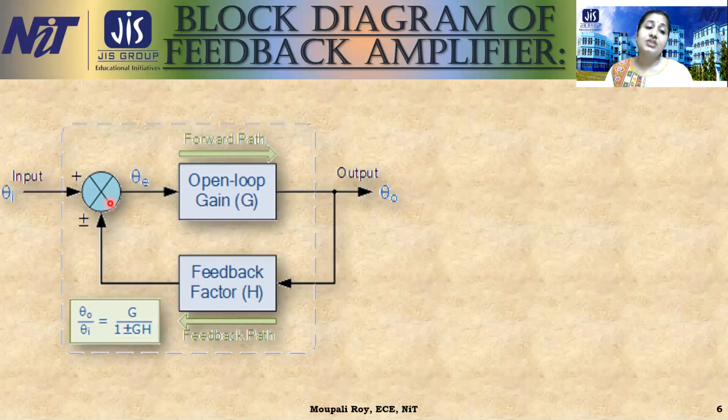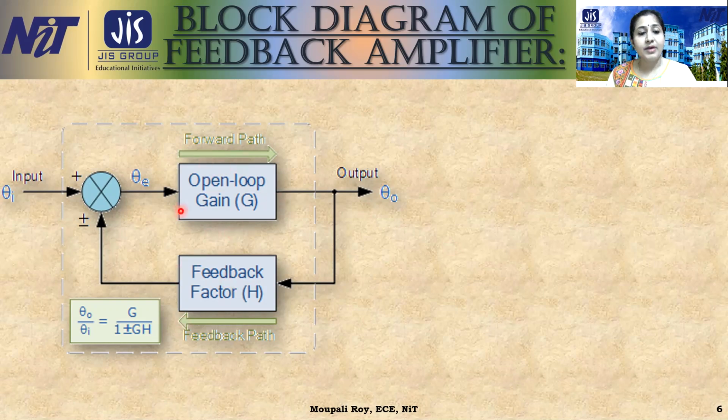After getting this one, this is the error correction path we are getting, and theta 0 by theta I is equal to the gain, G by 1 plus or minus GH. We get this equation when we discuss how we get theta 0 by theta I. So that is the block diagram of the feedback amplifier.